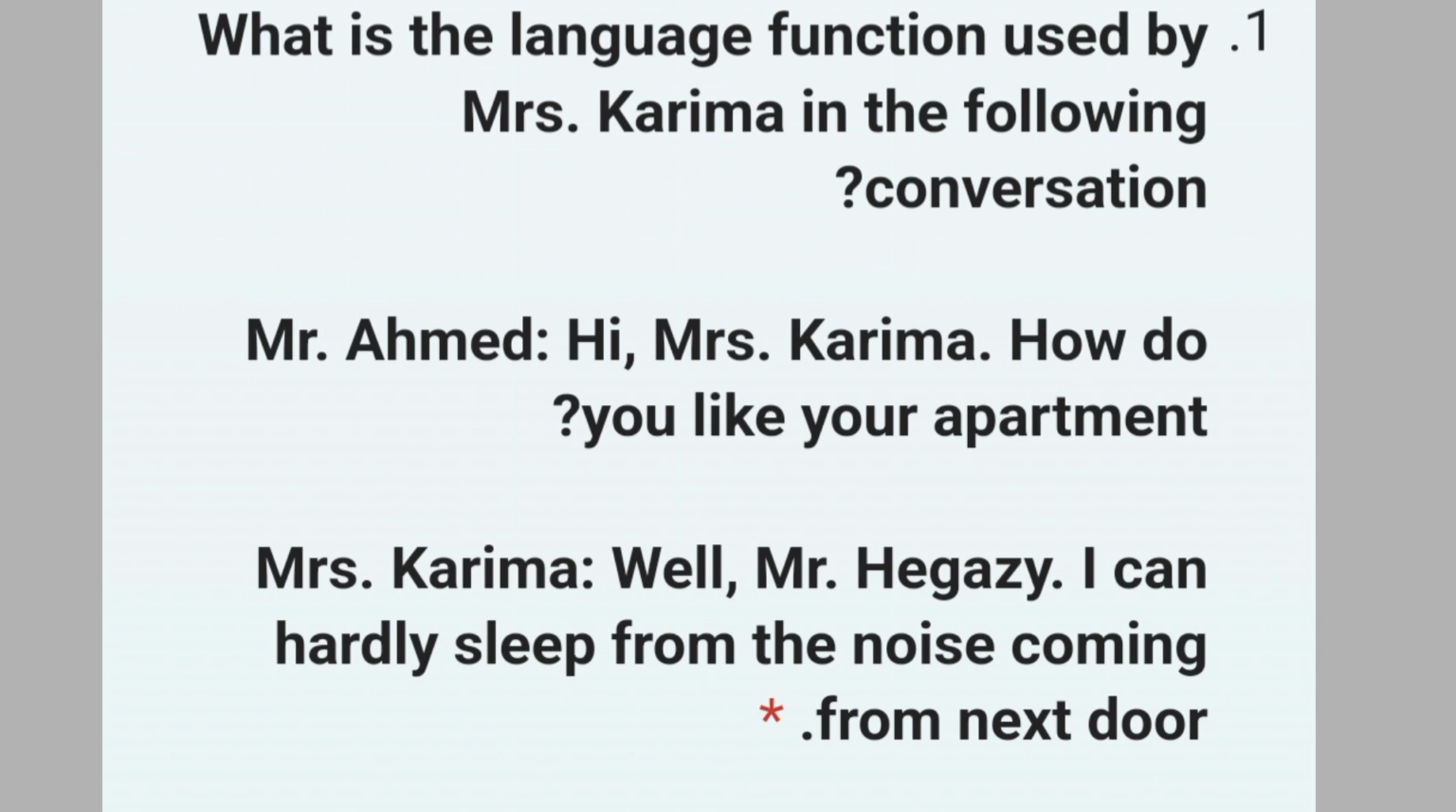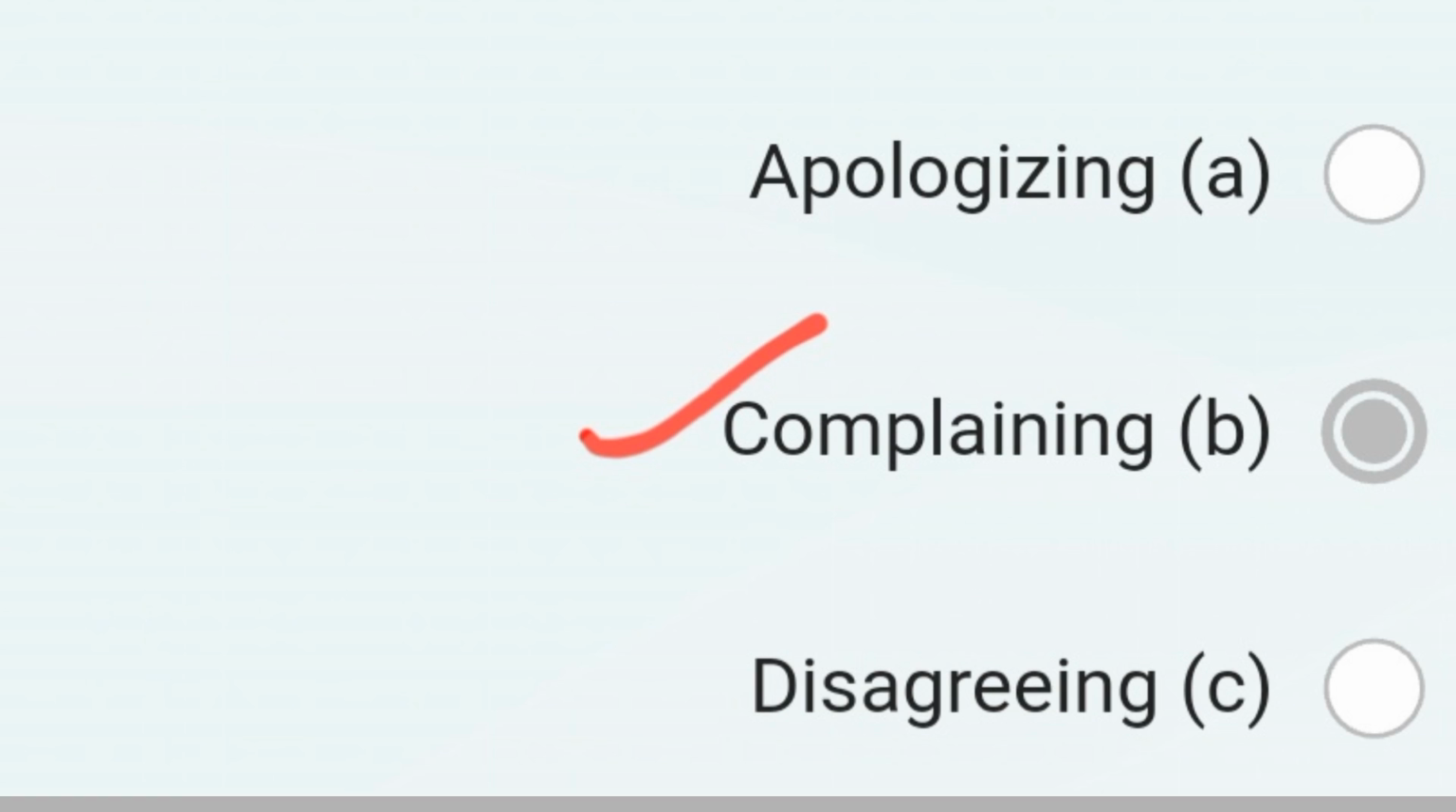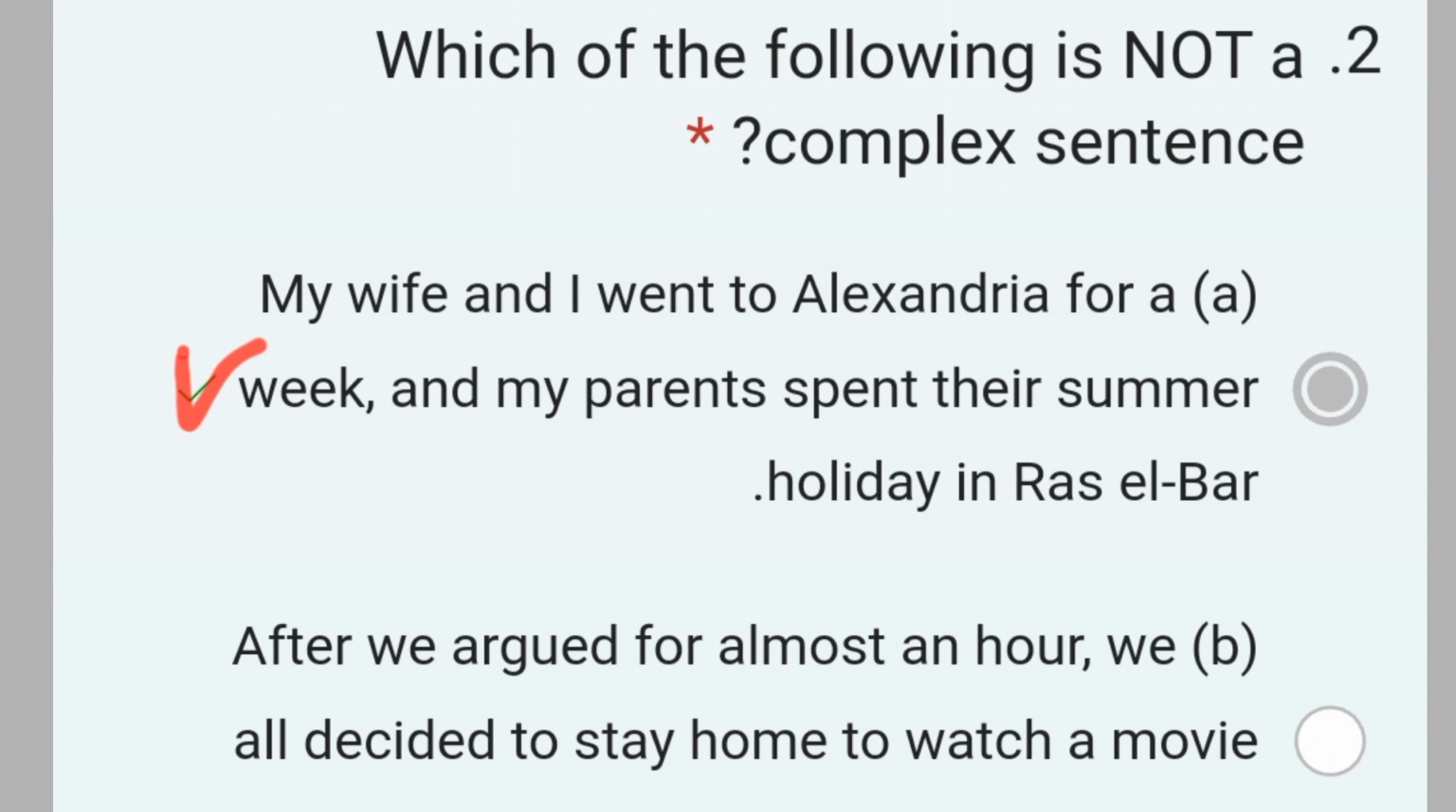1. What is the language function used by Mrs. Karima in the following conversation? Mr. Ahmed: "Hi, Mrs. Karima. How do you like your apartment?" Mrs. Karima: "Well, Mr. Hegazi, I can hardly sleep from the noise coming from next door." A. Apologizing. B. Complaining. C. Disagreeing.